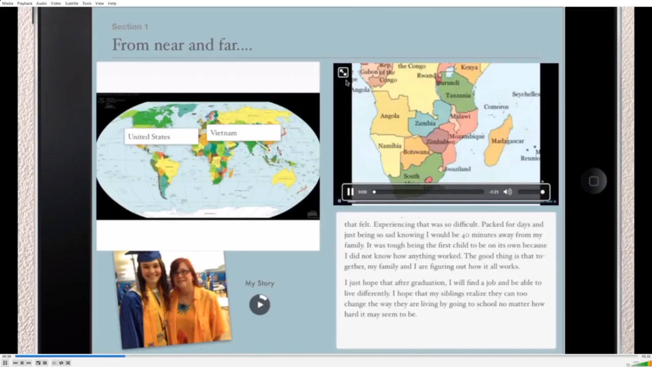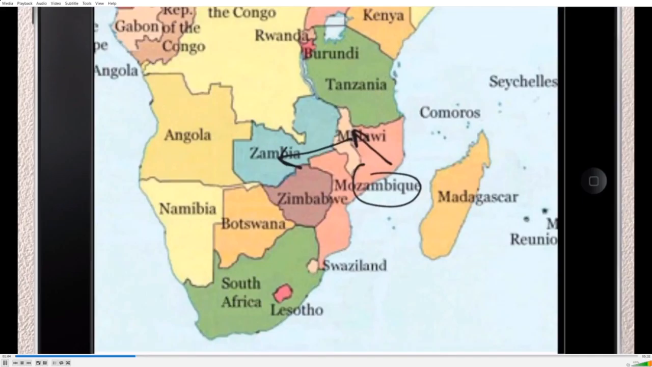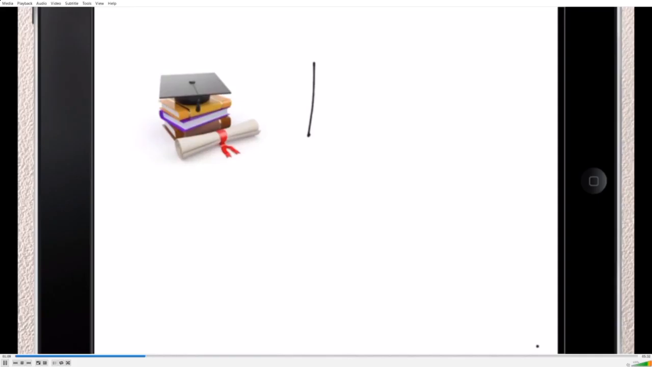It all started in Mozambique, Africa, in a small village-like city named Maputo. Being a first-generation student has taught me the value of, one, education. There are so many people in the world who crave the educational system which the United States has.